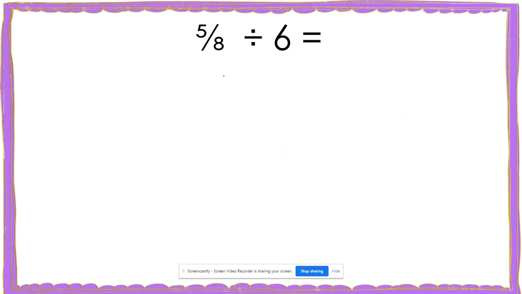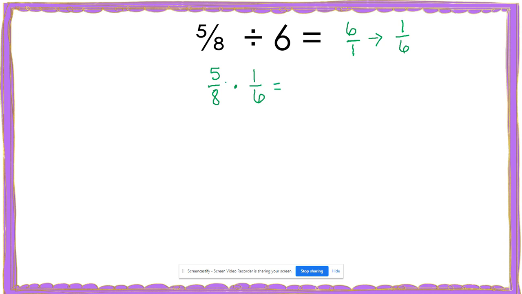Now let's look at 5/8 divided by 6. In this case, I'm taking my dividend of 5/8 and multiplying it by the reciprocal of 6. Now at first glance, it looks like 6 isn't even a fraction, so how can I flip it? But I know that every whole number has a 1 underneath it, because if I do 6 divided by 1, I get 6. So the reciprocal of 6, or 6 over 1, is actually going to be 1/6. So I'm going to take my 5/8 and multiply by 1/6.